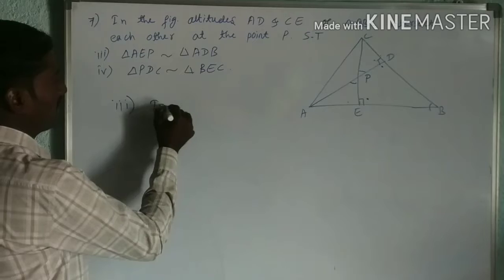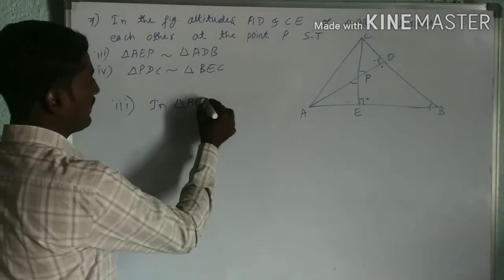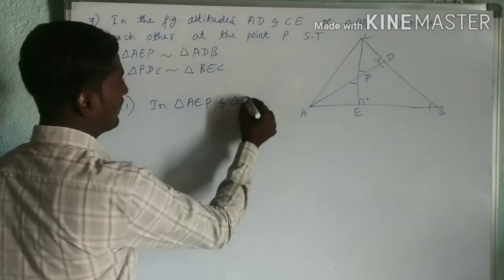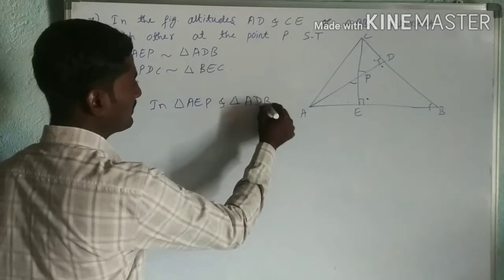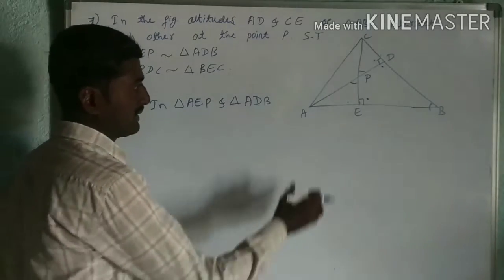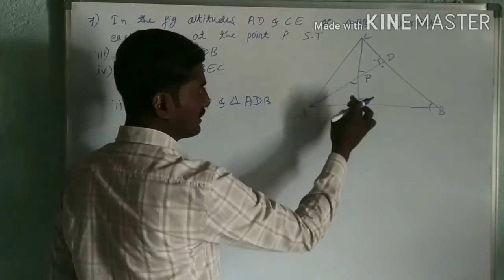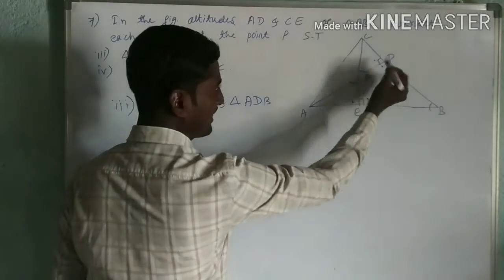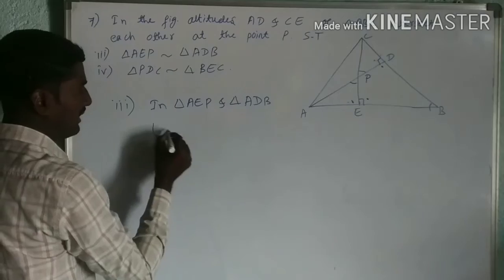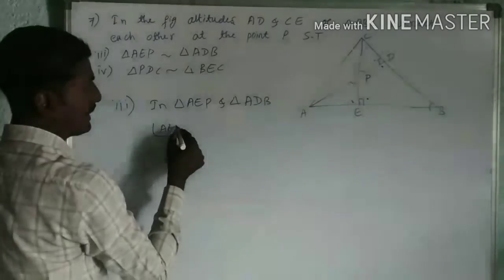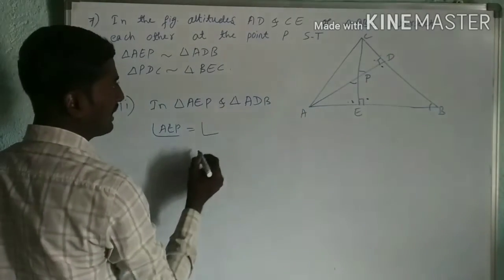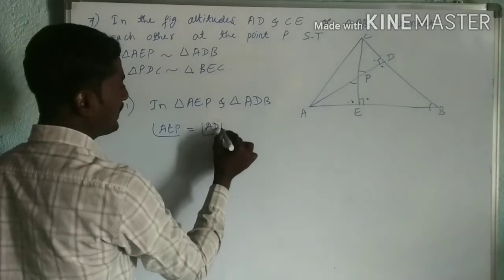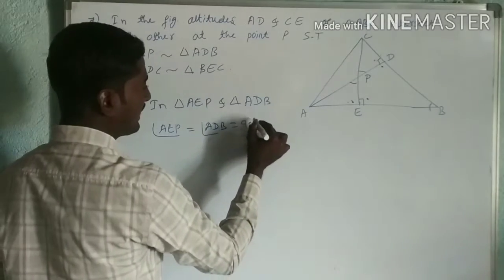In triangle AEP and triangle ADB, these two angles are equal. This angle is 90 and this angle is also 90. So angle AEP is equal to angle ADB, equal to 90 degrees. Given.